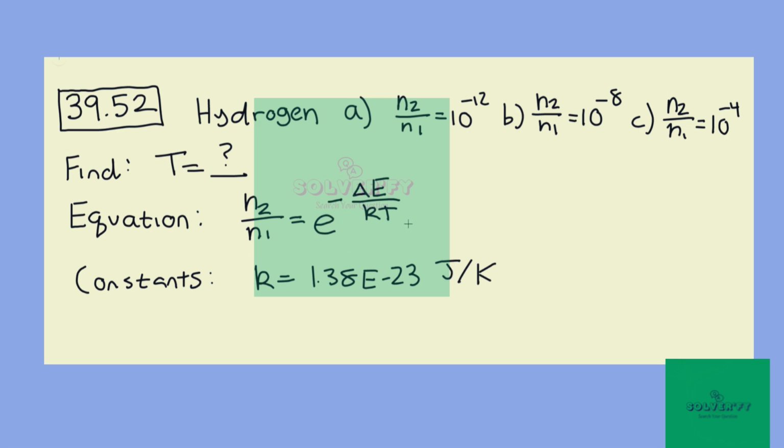Because it's hydrogen, we can use the Bohr model to find the different energy levels. This would be the Balmer series. And once we have these occupancy ratios and can get a corresponding temperature, we can answer some questions about stellar atmospheres. So let's jump into it.